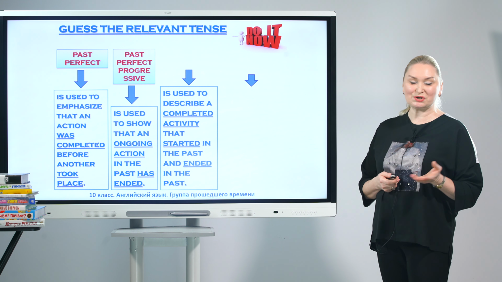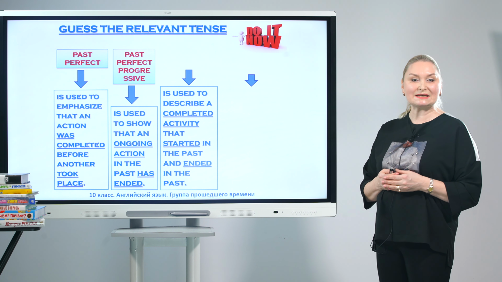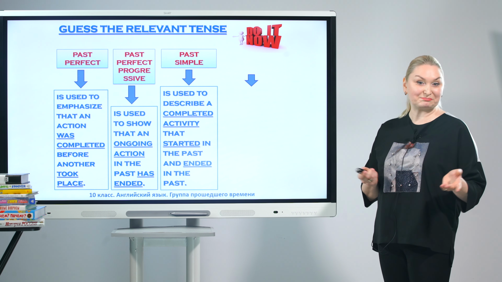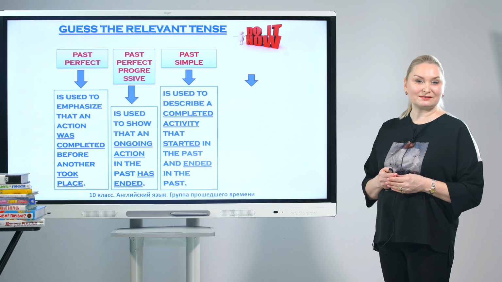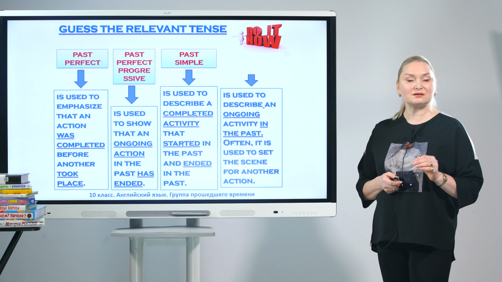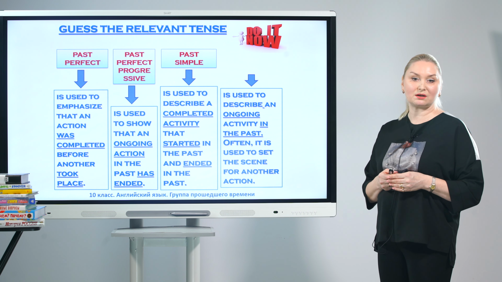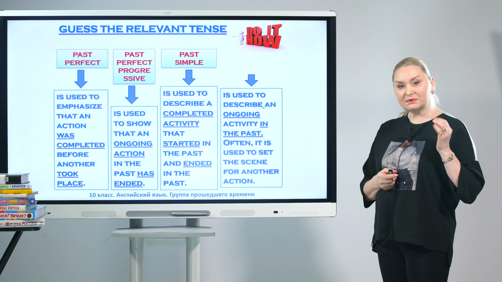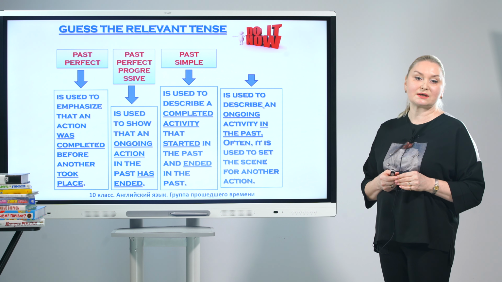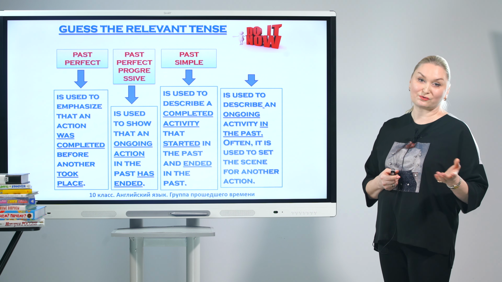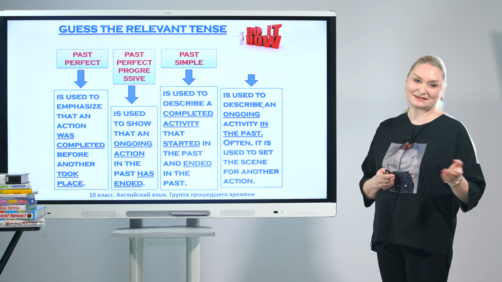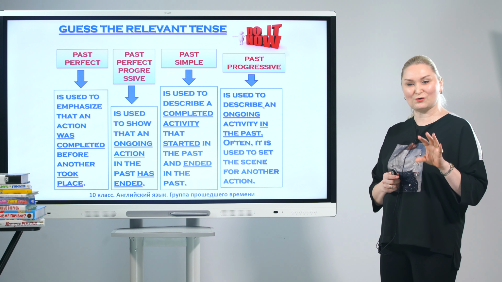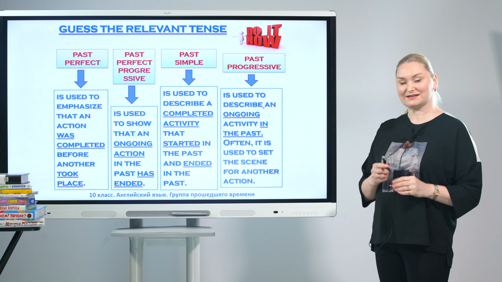The next, which tense is used to describe a completed action that started in the past and ended in the past? That's past simple. And the last one, will you tell me, which tense is used to describe an ongoing activity in the past? And don't forget, this kind of tense is often used to set the scene for another action. That's, of course, past progressive tense. Okay, well done. So you have to remember all hints about these 4 tenses, but the last exercise we have to do.